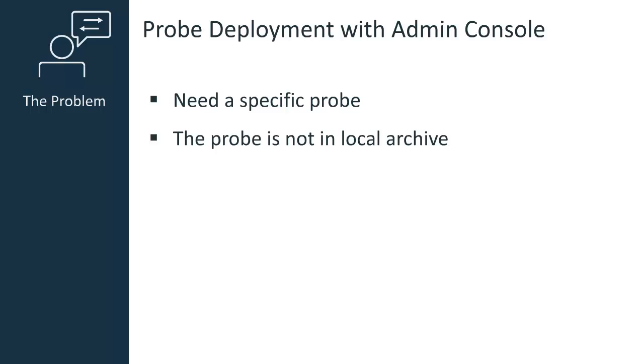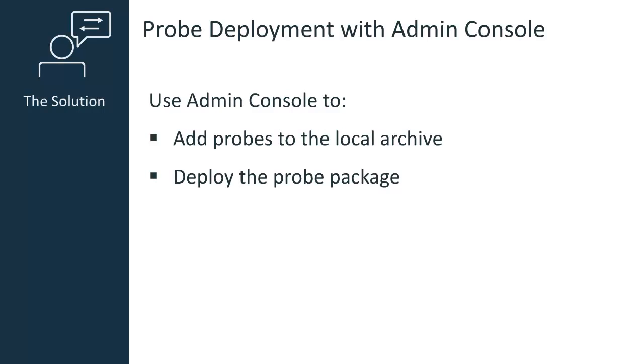In this scenario, I want to use the AWS probe because I want to eventually monitor the performance of various Amazon Web Services. Right now, this probe is not in my local archive. I will resolve this issue by using Admin Console to download the probe to the local archive and then install a probe package on a robot.